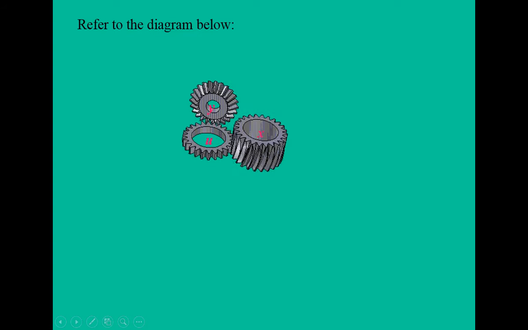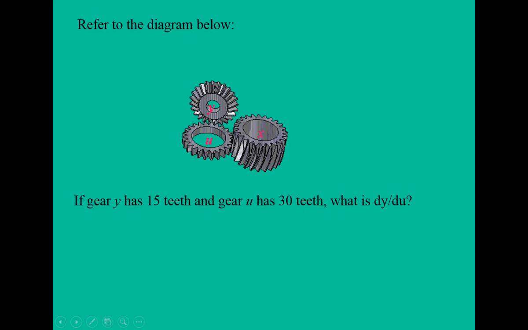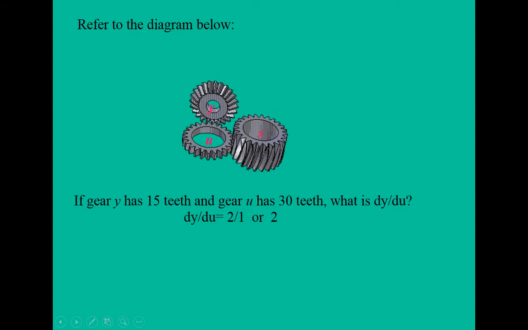Now we have this intergear, u. So u depends on x and y depends on u. Now let's create a scenario here. If gear y has 15 teeth and gear u has 30 teeth, what is dy/du? So think about that by looking at those gears. What would dy/du be? So dy/du would be 2, because the change in y with respect to the change in u, if the gear u has 30 teeth and it goes around once, well, gear y with 15 teeth would go around twice.